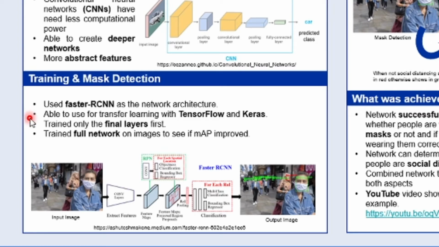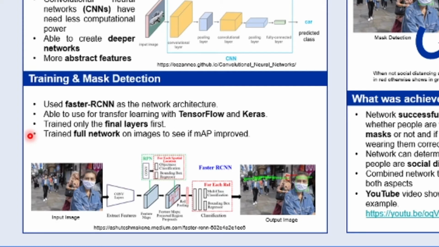To begin with, I trained on the final layers of the network, as this is common in transfer learning problems. But then I also decided to train on the full network to see if the accuracy improved. I found that the mean average precision scores, or mAP scores, for each were roughly the same, and this didn't make a significant difference.